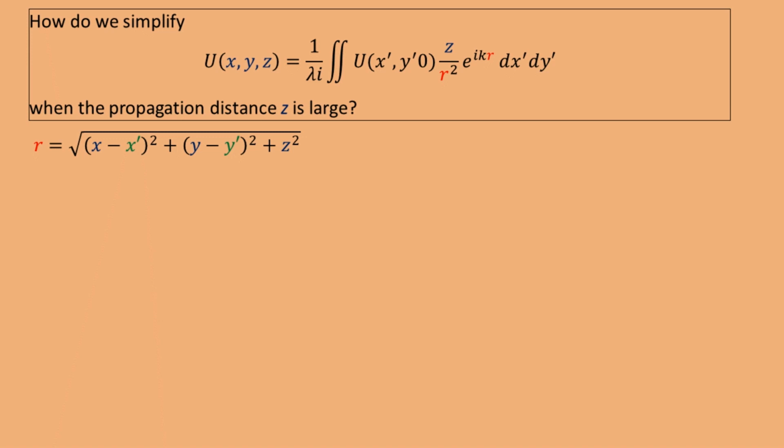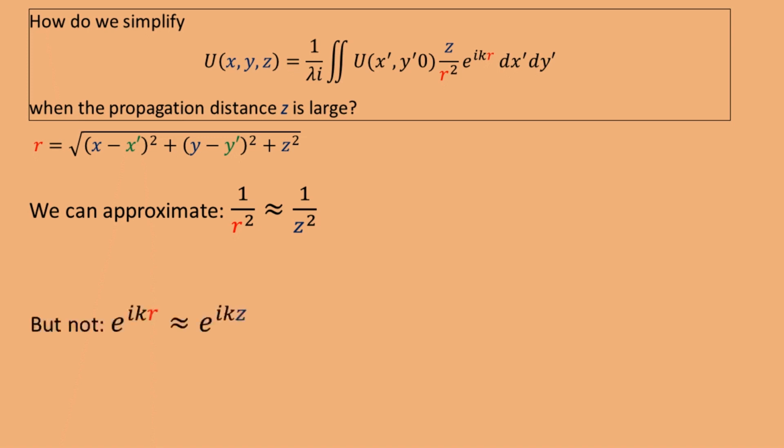So how do we do this? Notice that r occurs twice in the integral, once in the denominator, once in the complex exponential. In the denominator, we simply approximate r with z if z² is much larger than (x − x')² + (y − y')². However, in the exponent we cannot simply approximate r with z. Why not? The reason is that if we introduce a small error in r, say an error of λ/2, then the value of 1/r² doesn't change by much if r is much larger than the error we add to it.